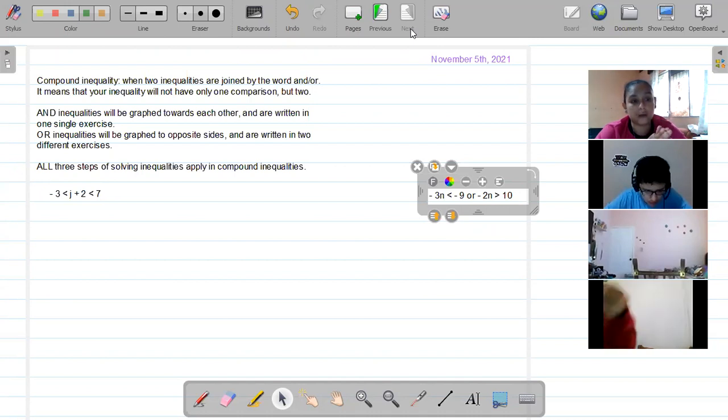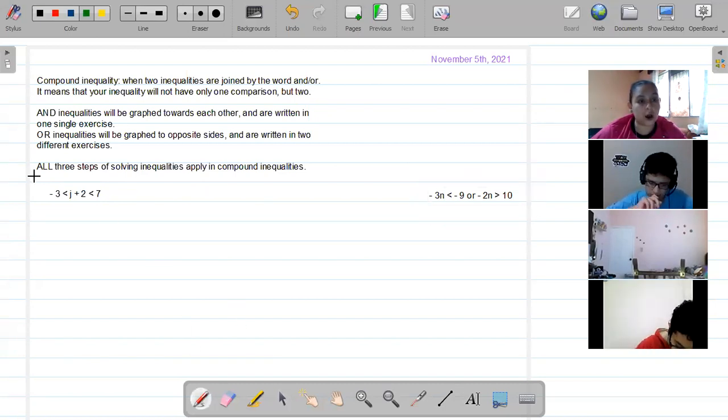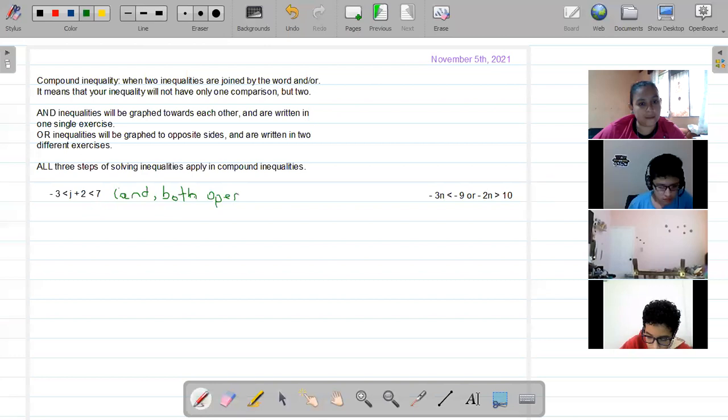We're gonna begin solving an and inequality. Both of them, as you can see, we got -3 less than j plus 2 less than 7. As you can see, both of them are open. So I'm going to say that this is an and. I'm going to place it, just so that I remember for when I graph, and both are open. Remember that that's the first thing that we need to determine, if my inequality is open or if it's closed. In this case, both of them are open, okay?